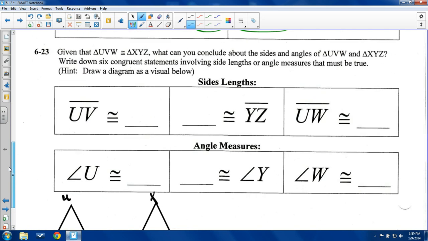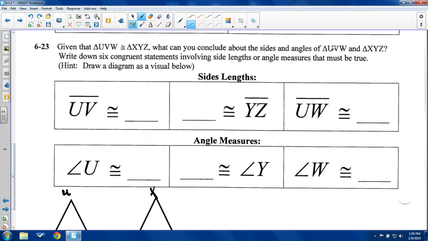So I want you to keep something in mind. What can you conclude about the sides and angles of U, V, W, and X, Y, Z? Write down 6 congruent statements involving side lengths or angle measurements that must be true. Hint, draw a diagram as a visual below, so we did that hint.